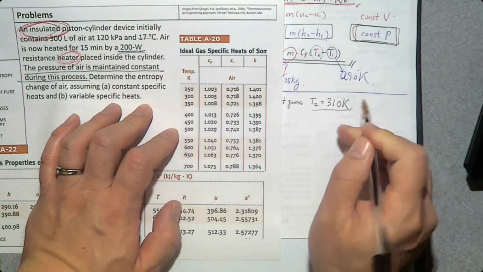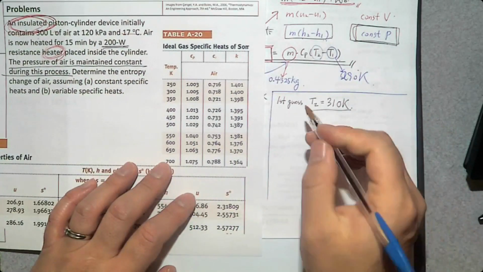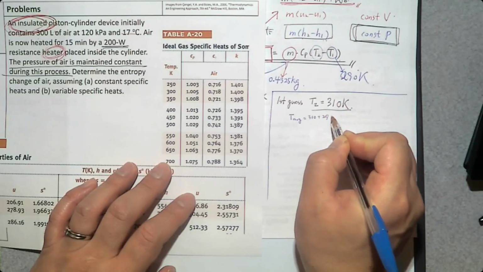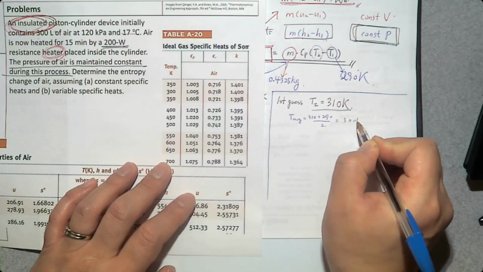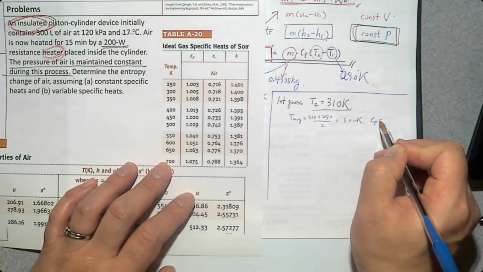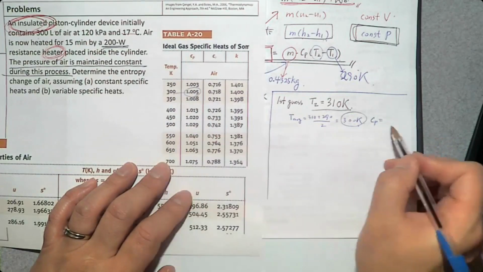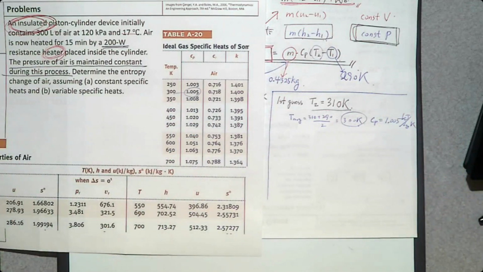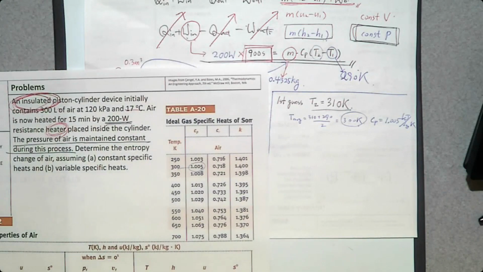So I'm going to assume T2 is 310. Then what is the average temperature? T average is going to be 310 plus 290 divided by 2. That is 300 Kelvin. So what is the specific heat, Cp, at 300 Kelvin? 1.005 kilojoule per kilogram Kelvin. Then what do you want to do? Now we are going to use this specific heat to solve this energy balance equation. So let's do that.